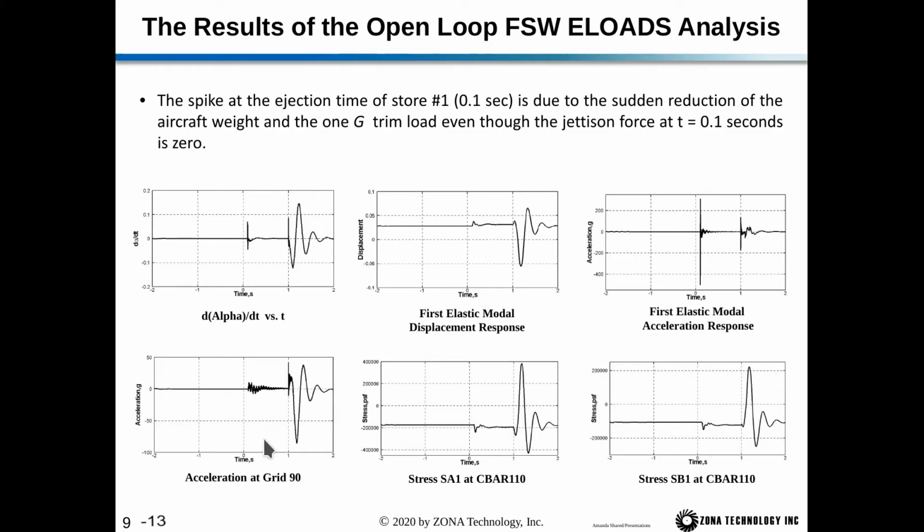So you can see, let's move to the acceleration at grid point 90. When we drop the first store, that causes a response in the structure. And then when we drop the second store, you can see kind of a similar response due to the reduction in mass, but then we also have a large response here, which is due to the forcing function. So for the second store, the response is dominated by the forcing function. For the first store, of course, with no forcing function, the response is simply due to the sudden change in mass of the aircraft.